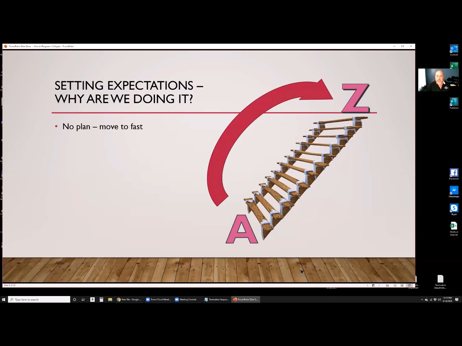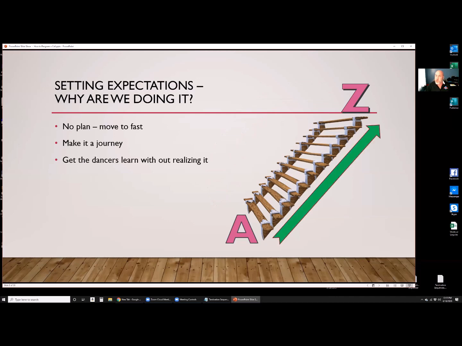We don't actually take the time to make it a journey for the dancer, to actually bring them along with us to get to the cool thing that we want to do, and do it in a way that we're not just jumping around, but we're literally moving them up the staircase with us. We're guiding them. Ultimately, I want the dancers to learn without realizing they're learning it.